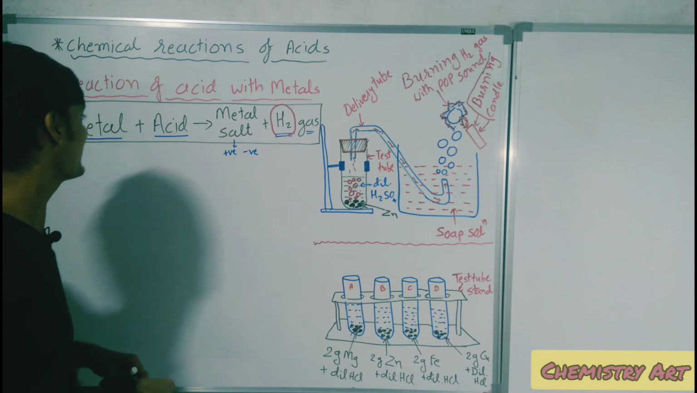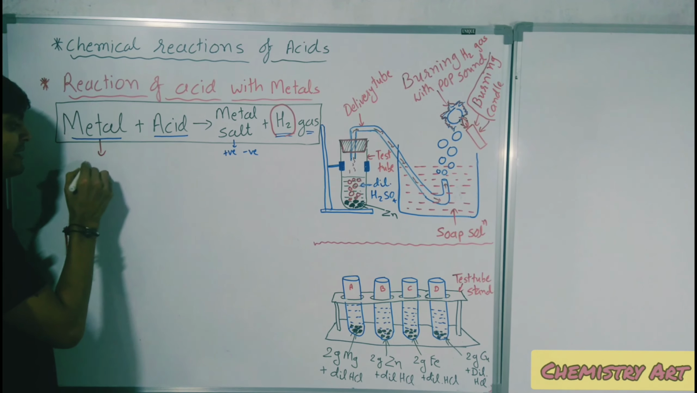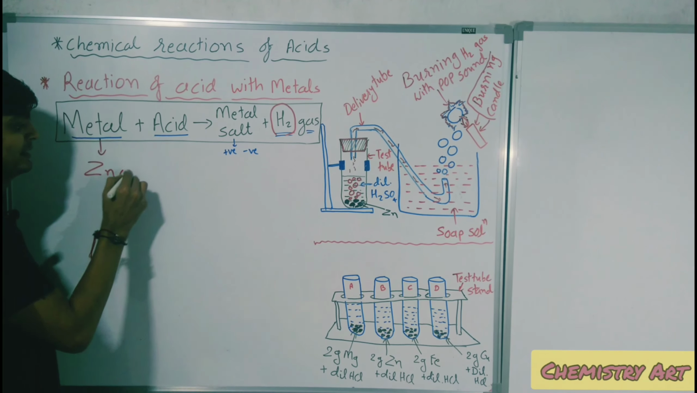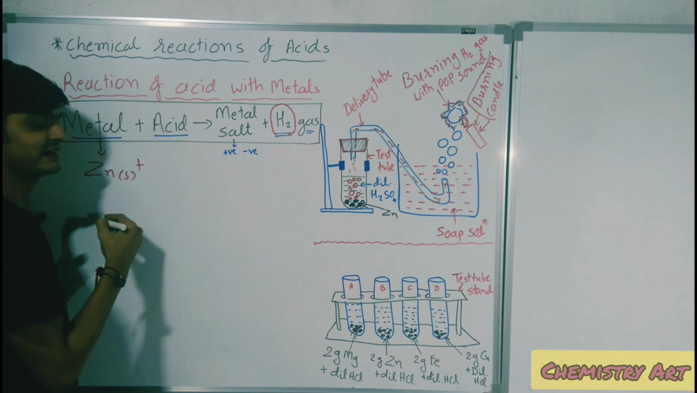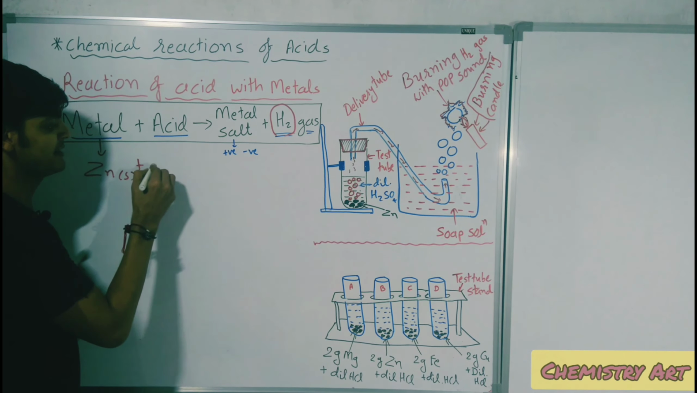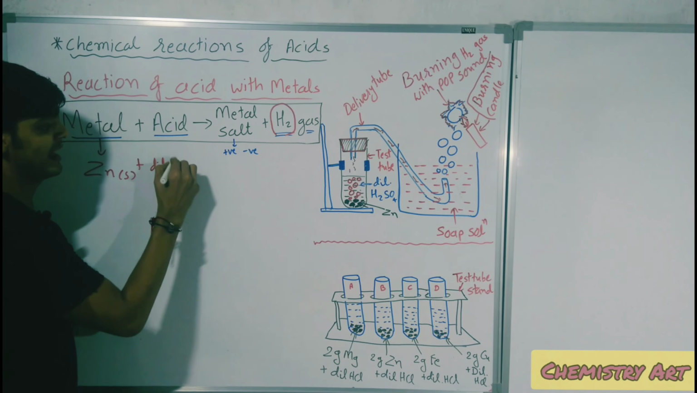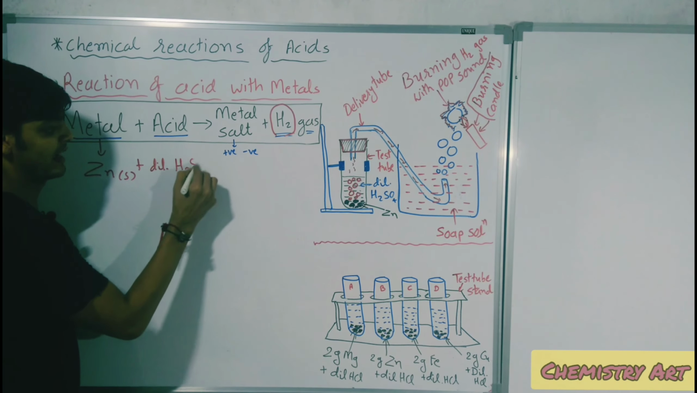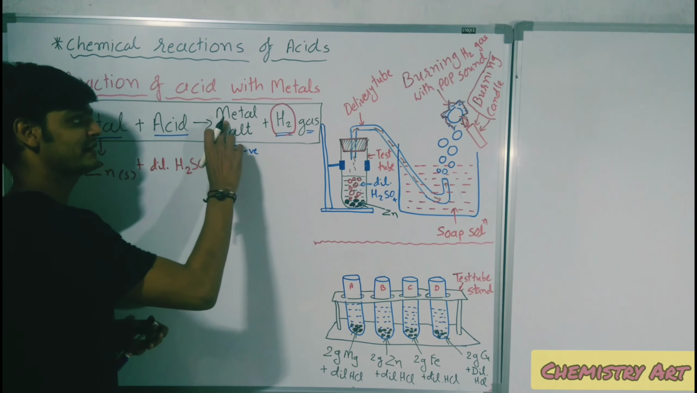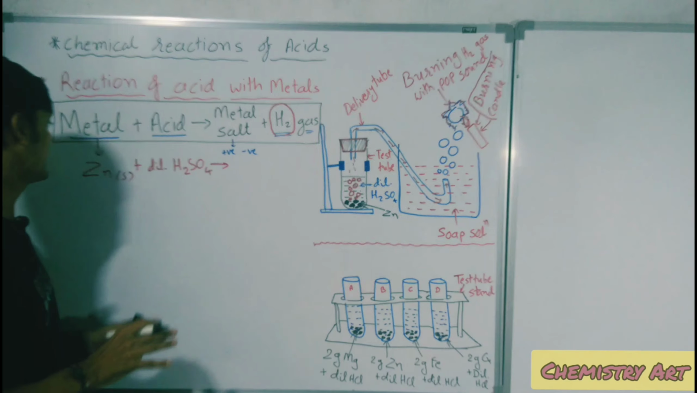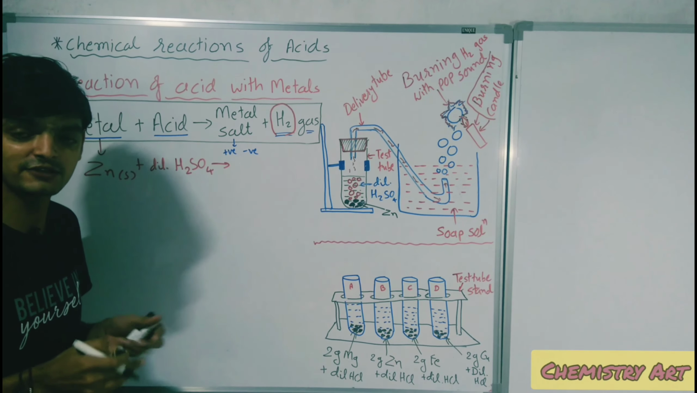Now let's write the reaction. I am writing the metal as zinc, in solid form, reacting with acid. Which acid have we taken? Sulfuric acid. So let me write here diluted, DIL H2SO4, diluted sulfuric acid. And what will it form? See, I have written here metal salt. As we know, the metal forms a positive charge.